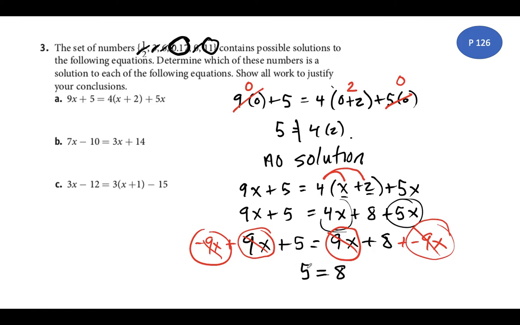Now, I hope you can all see that that is not a true statement. 5 is not equal to 8, which means this side of the equation will never be equal to this side of the equation. These two sides can never be equal to each other. This equation has no solution. It cannot be solved. All right. Let's look at the next one.